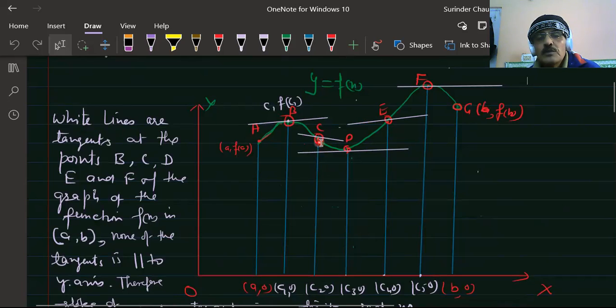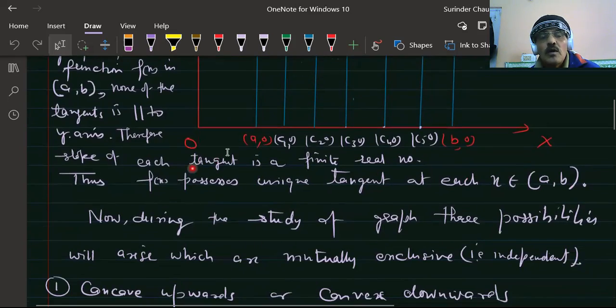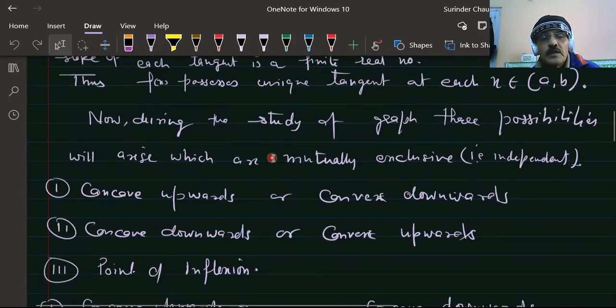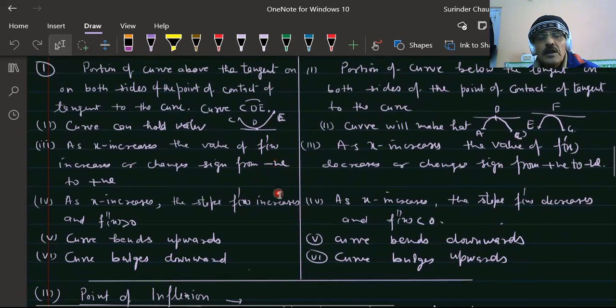At this point, the curve bends upwards or bulges downwards. So we can say that this curve is concave upwards or convex downwards. These are the conclusions we can draw from the graph. Similarly, for the reciprocal case, where the curve bulges upwards, it will be concave downwards.